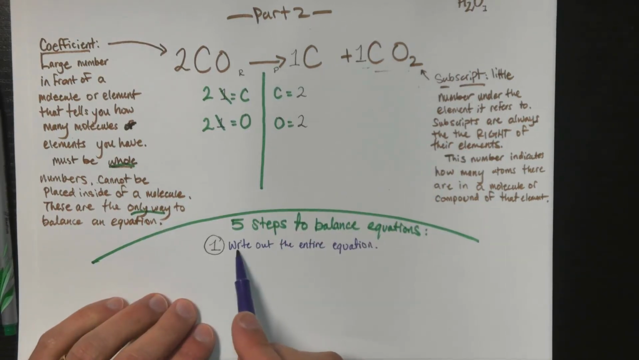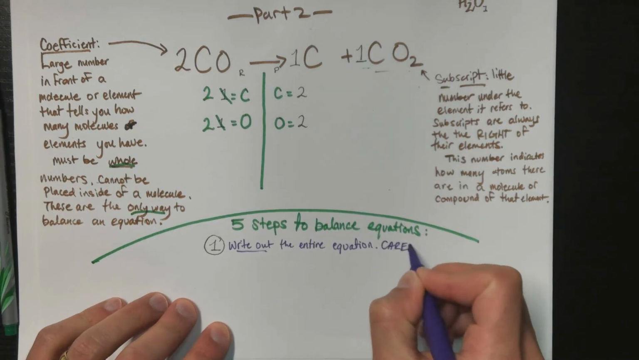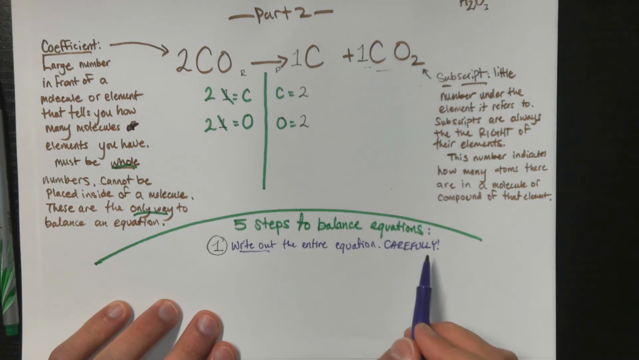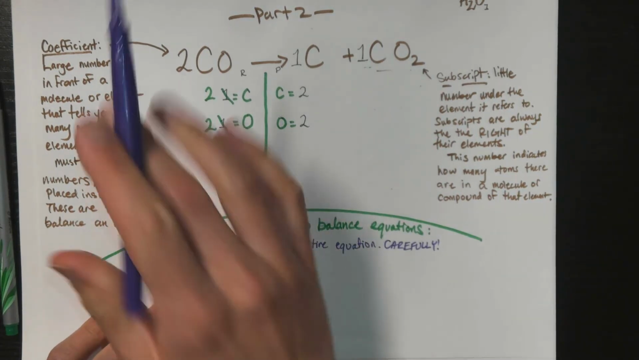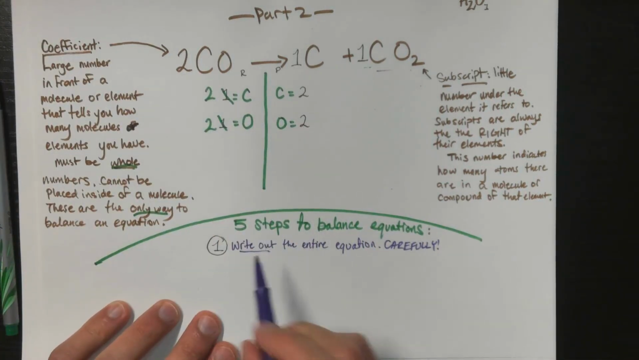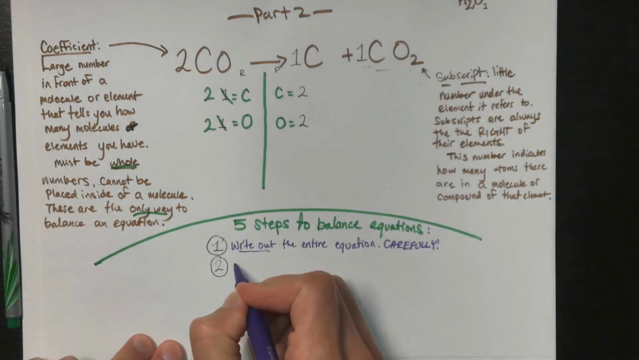So write out the equation, and when you do that, be careful, because if you make any mistakes, then that equation will be wrong and your balancing will be wrong. So be careful when you transcribe it from an online source to another source. If you make a mistake, double check. Okay, step 2.